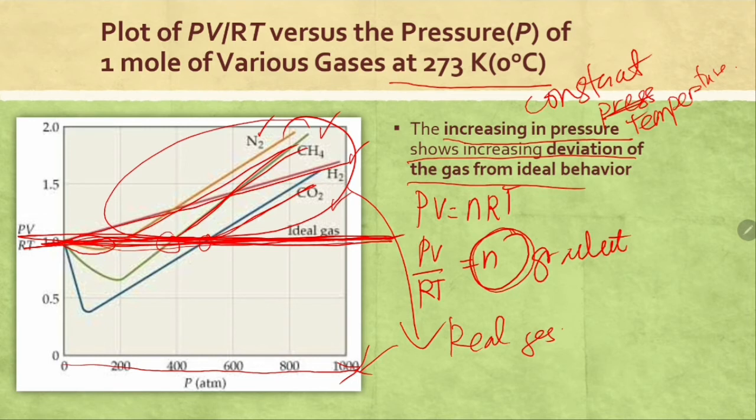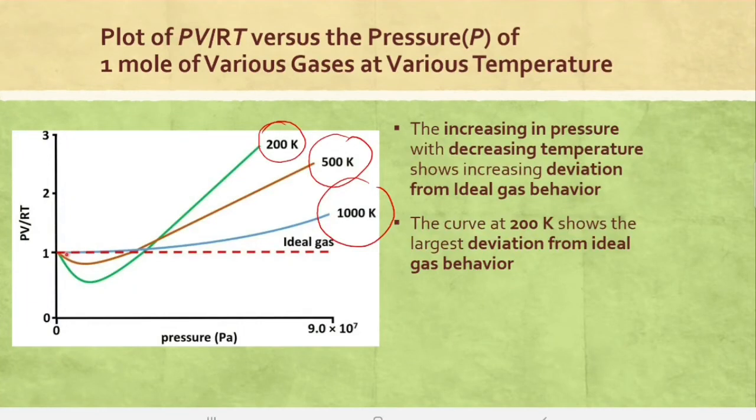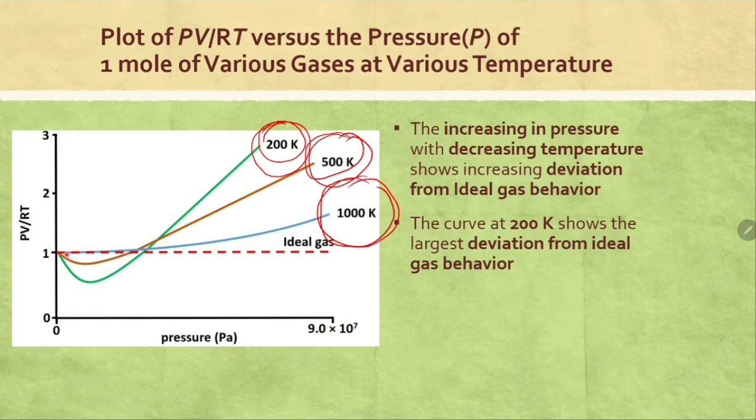Let's look at what happens when we vary the temperature, because we said that at low temperature and high pressure, gases will not behave ideally. This is a different plot. In the previous plot we saw different gases at constant temperature, PV over RT versus pressure, but this one uses the same type of gas molecules at different temperatures: 200 Kelvin, 500 Kelvin, and 1000 Kelvin. For a gas to behave ideally, it needs to be far apart from each other so that the gas molecule volume can be ignored because it is too small. And secondly, there are no intermolecular forces present between the gas molecules.